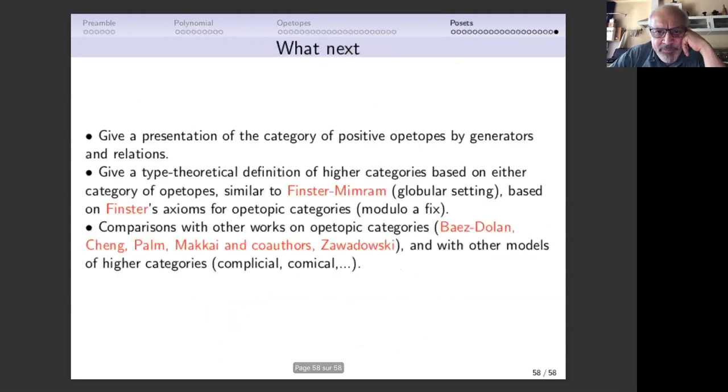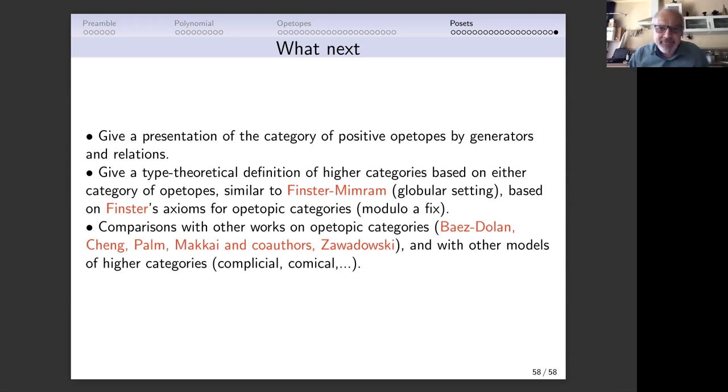So I would stop here by saying what I would like to do next. So, well, I think Amar and I want to work on it. We want to give a presentation of this category of positive opetopes by generators and relations. And then we want to work on the type theoretical definition of higher categories based on either of these categories of opetopes. We are agnostic at this point as to which one will feel better.